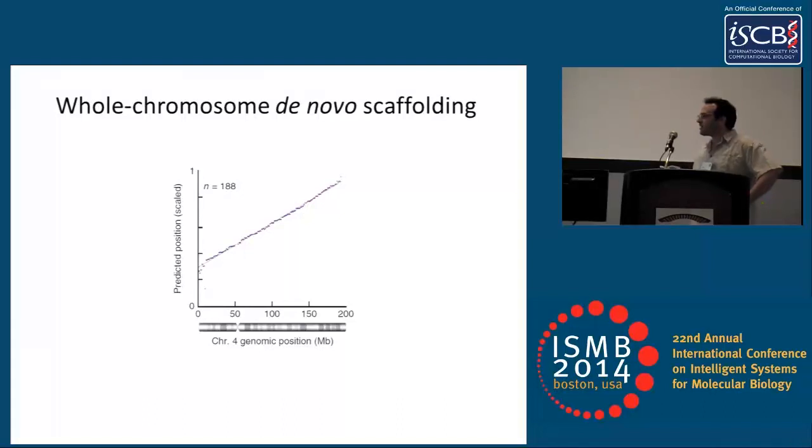So this is, again, for the simulation I talked about. So you want everything to lay on a diagonal. Again, these are the real positions. This is a predicted position for a given chromosome. And you see it looks pretty nice.